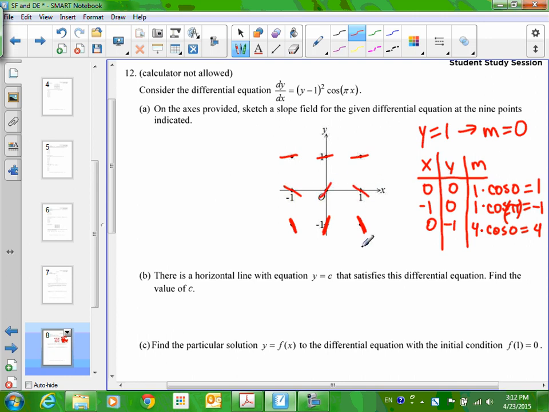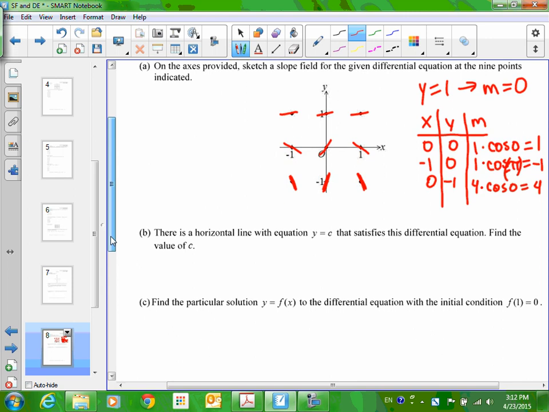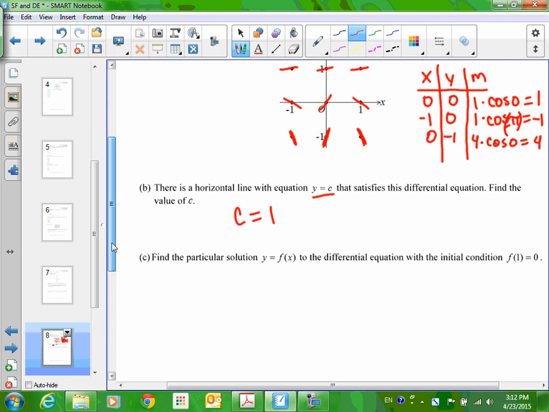Okay. So there we got a point or two. I can't remember how it was split up on this, but we'll just say we got 2 points for that. Okay, part B, there's a horizontal line with an equation y equals c that satisfies this differential equation. Do you see a horizontal line? Yeah, it's right there, and so c should equal 1. They don't even ask us to explain it, but we get another point for that.